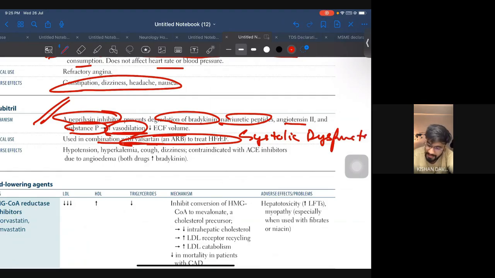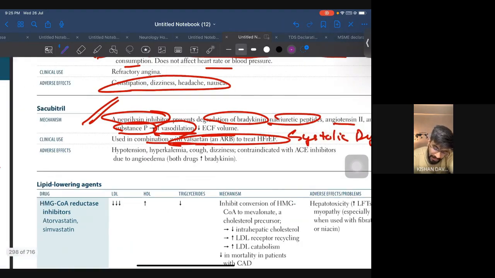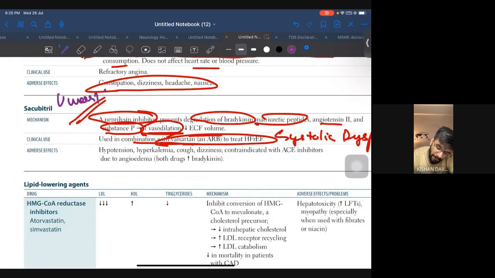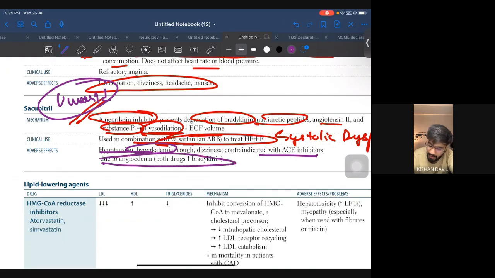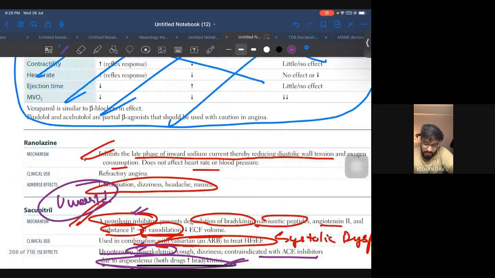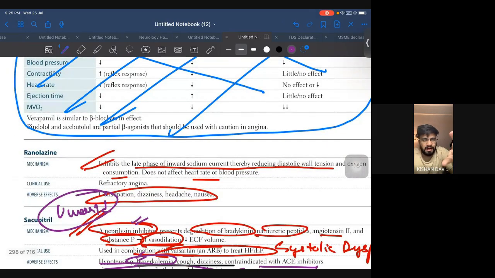Okay. Side effects are important because UWorld में पूछा है sacubitril का side effect. Okay, so hypotension and hyperkalemia is very important. Contraindicated with ACE inhibitors due to angioedema. Both drugs will be increasing bradykinin. Okay, so angioedema is important, hyperkalemia is important, neprilysin inhibitor is important. All right. So these are the general anginal drugs, heart failure drugs.